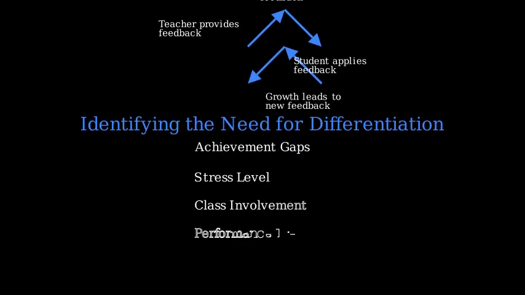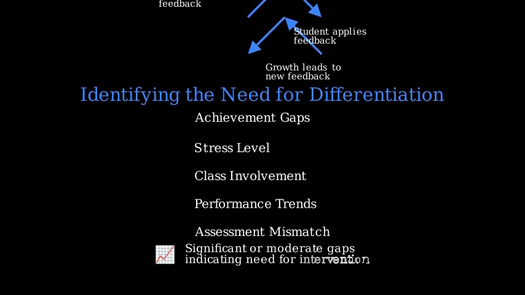There are 5 main indicators to watch for: achievement gaps, stress level, class involvement, performance trends, and assessment mismatch. Achievement gaps that are significant and persistent indicate a strong need for targeted intervention. Moderate ranges in performance suggest a general need for differentiation to address varying readiness levels.